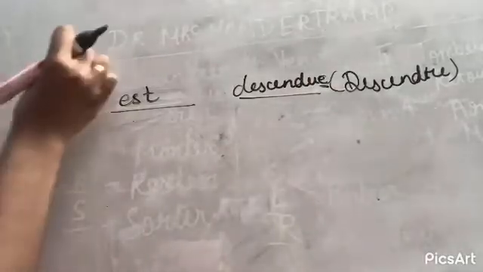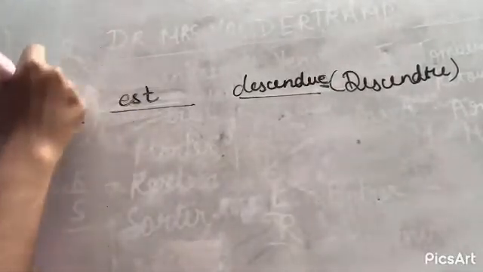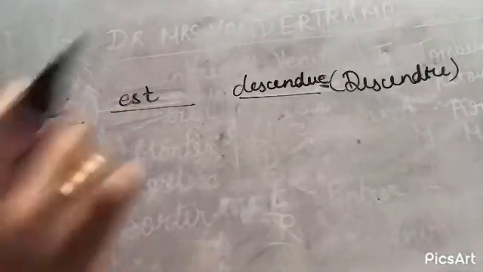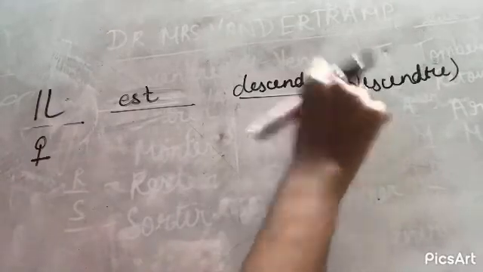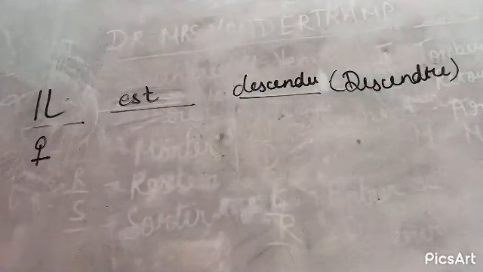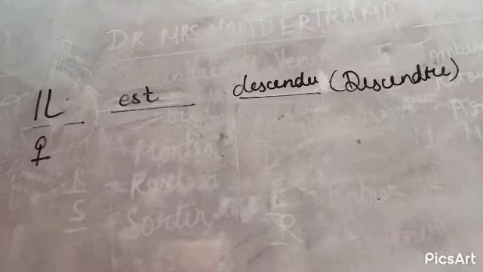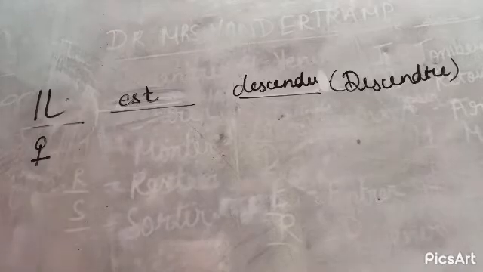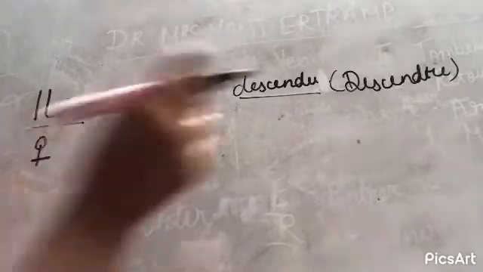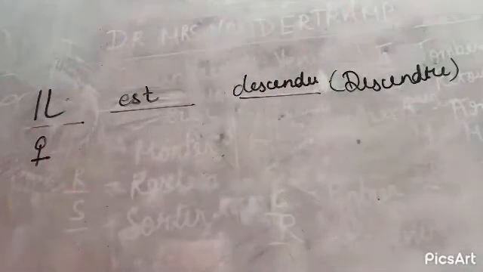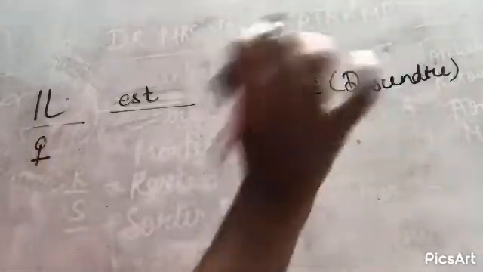Suppose the subject was il. Then you don't have to put any sort of e in that. So the main problem with être is that you have to change the past participle according to the subject. For masculine there's no need to do anything, but for feminine you have to put an e.